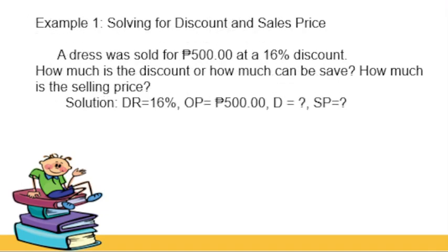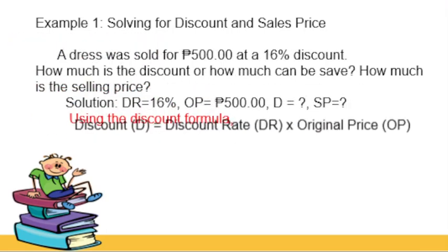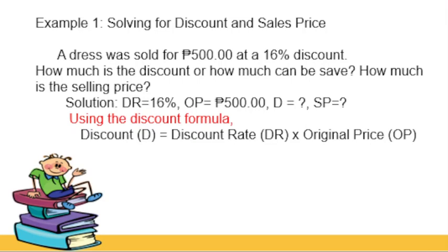So our solution, the discount rate is equals to 16%. The original price is 500 pesos and the discount is unknown. The selling price is unknown. Okay, so using this formula, discount is equals to discount rate multiplied by the original price, which is equals to DR times OP.